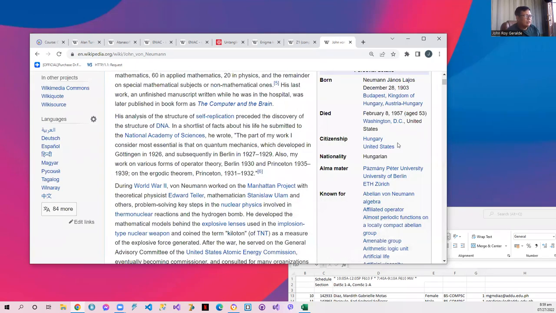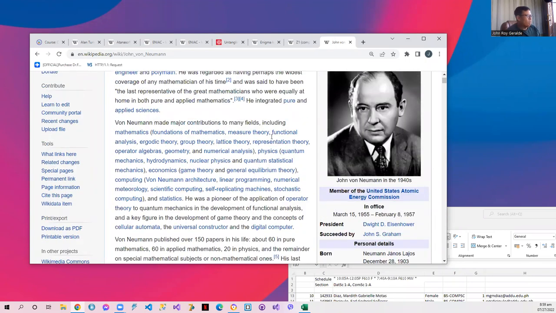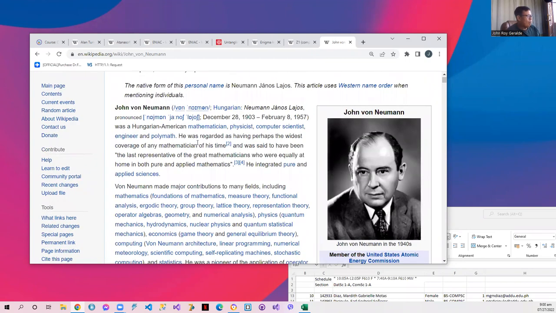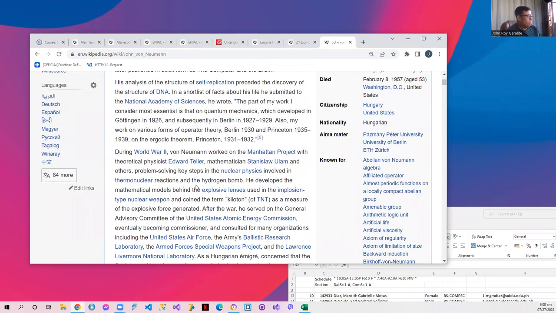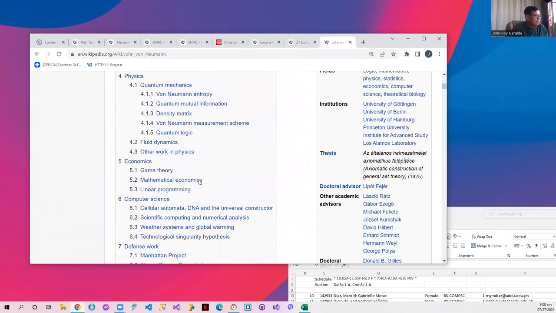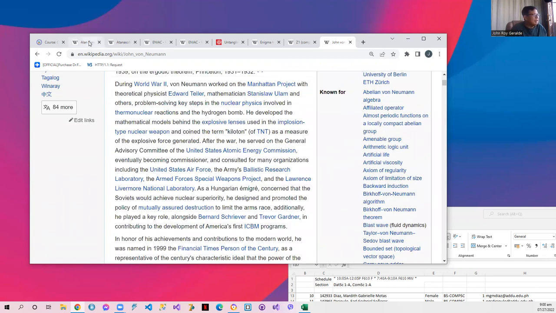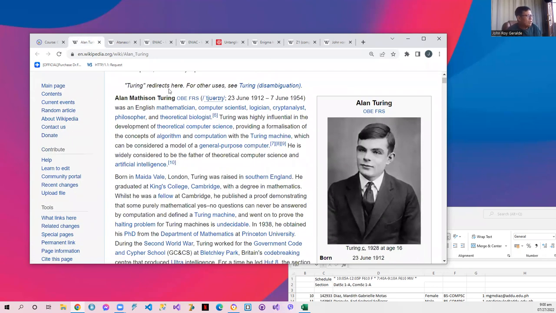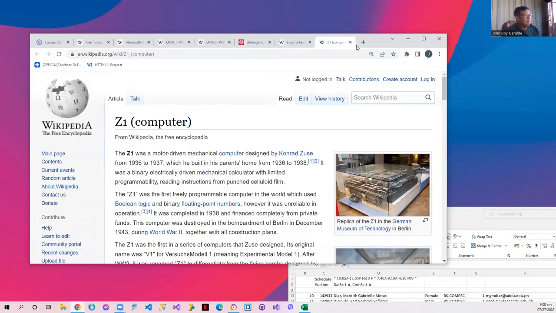When did he teach? Physician and mathematician and computer scientist, John von Neumann. So Alan Turing is a British mathematician who studied mathematics at Cambridge University and did his PhD in the Department of Mathematics at Princeton University. Let's look at John von Neumann and Princeton to clarify the time.